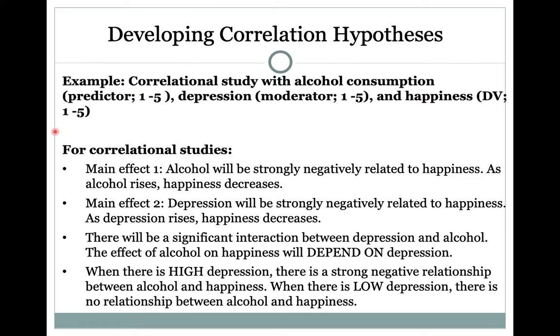So here are our hypotheses. Main effect 1: I'm predicting that alcohol will be strongly negatively related to happiness. As alcohol rises, happiness decreases. So I'm predicting a negative relationship, that's the direction, and a strong one, that's the strength, related to happiness, which means that as alcohol goes up, happiness goes down.